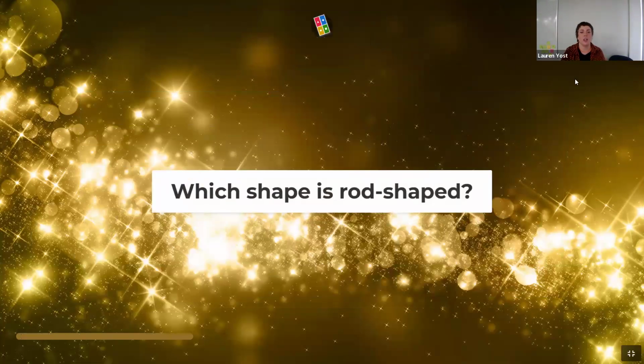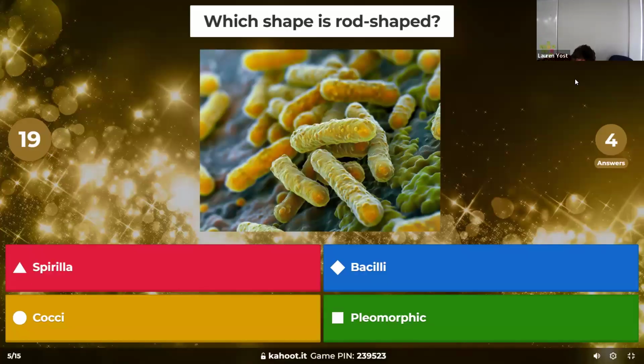All right, which shape is rod-shaped? Which cell shape is the rod-shaped one?